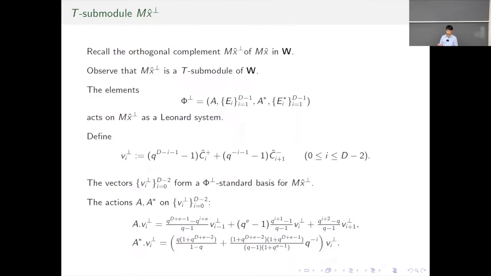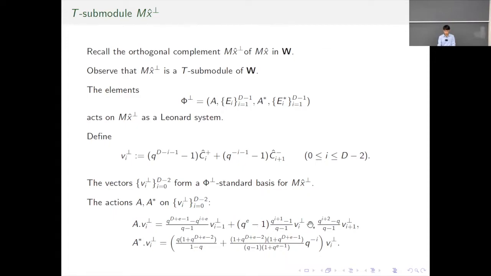So we think of the orthogonal complement Mx hat perp. Then this is a T submodule, and we obtain a Leonard system. So we naturally think of the phi perp standard basis, which is given by this. Because we have a standard basis, the action of A and A star on this basis gives the 3-term recurrence and diagonal action.